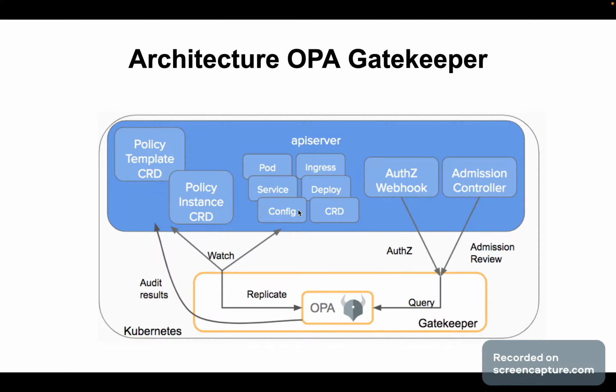After that, we have Kubernetes native resources like pod, service, config, ingress, etc. After that, we have an authN/authZ webhook and admission controller, so our API server request should first pass these two components, and after that the query will move to OPA.